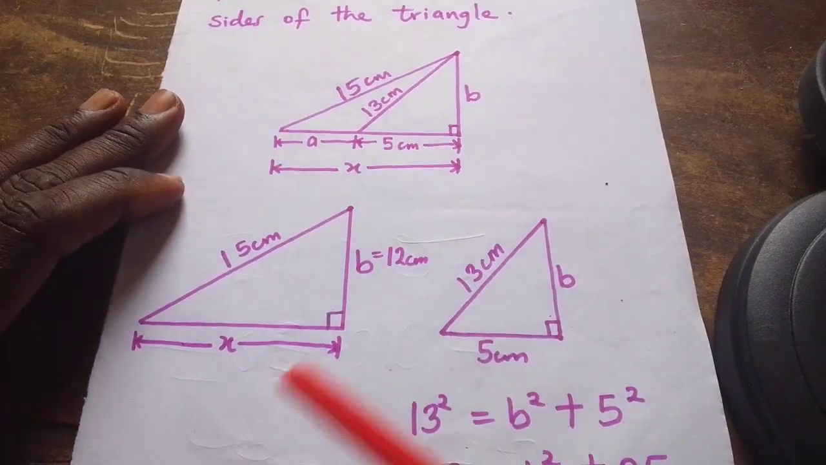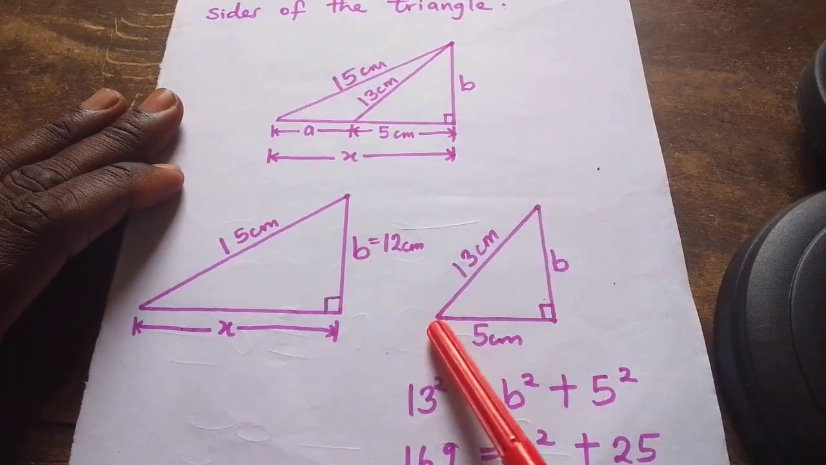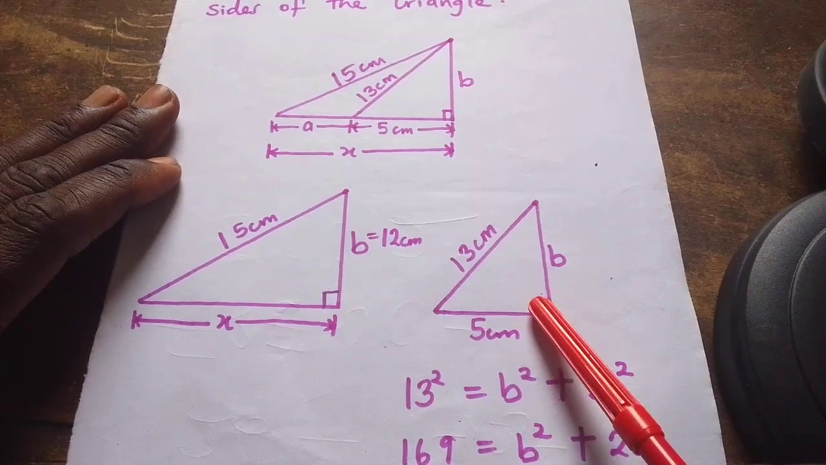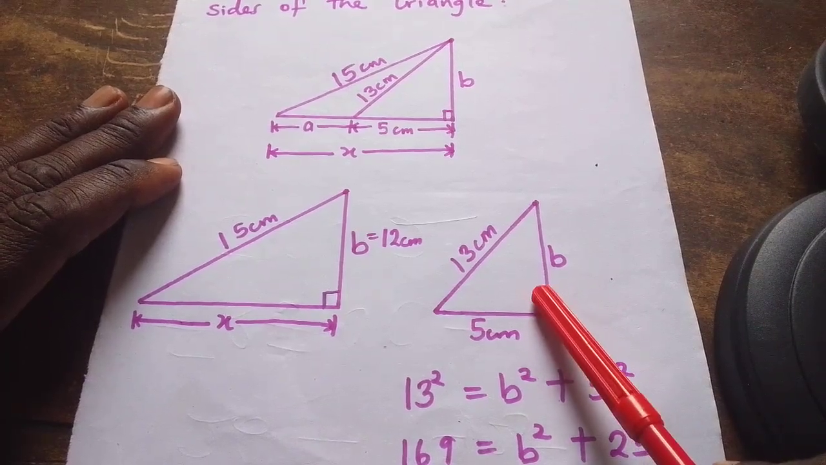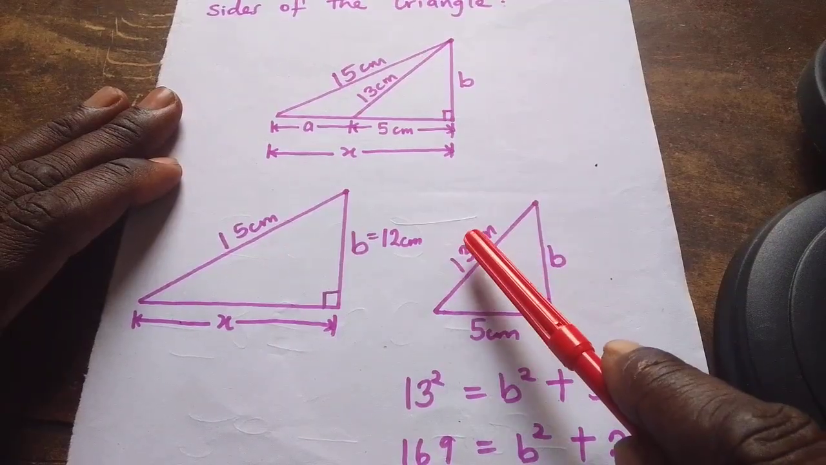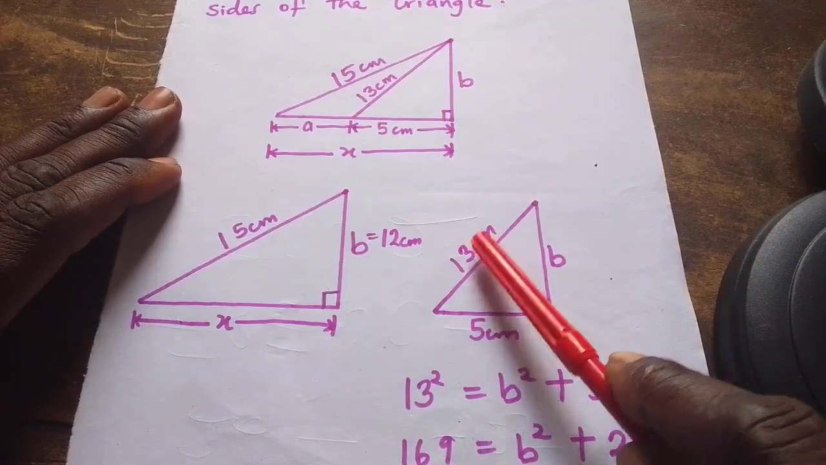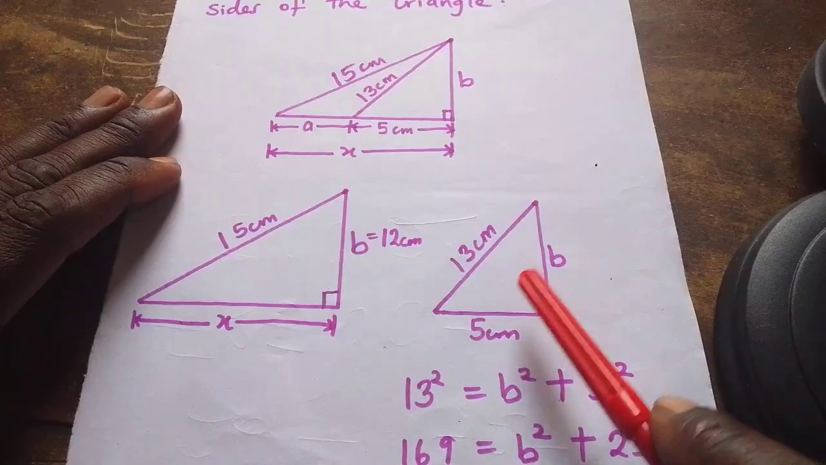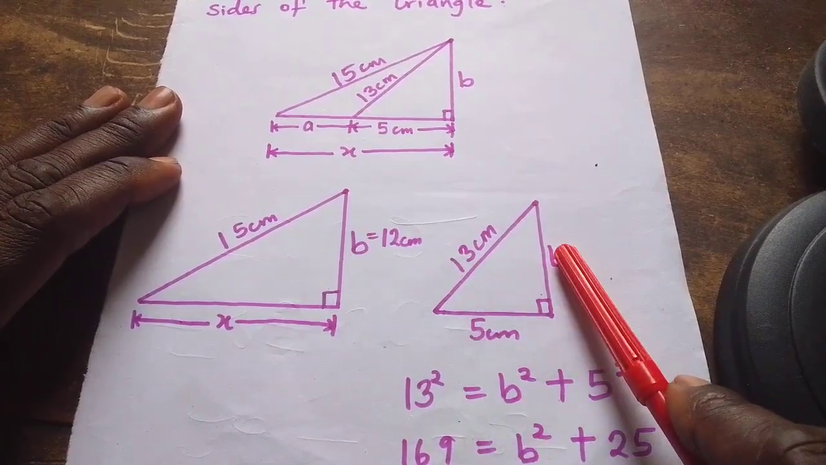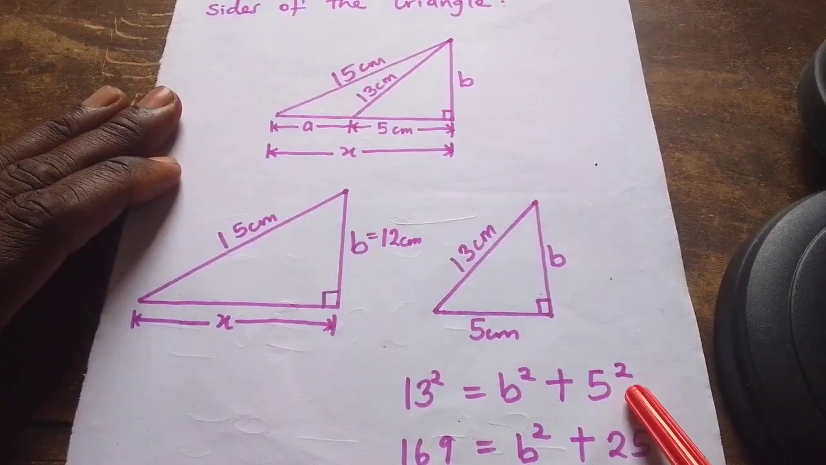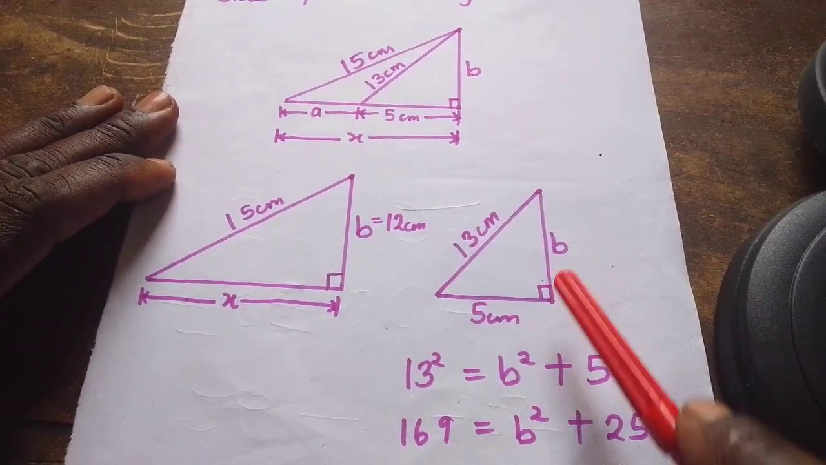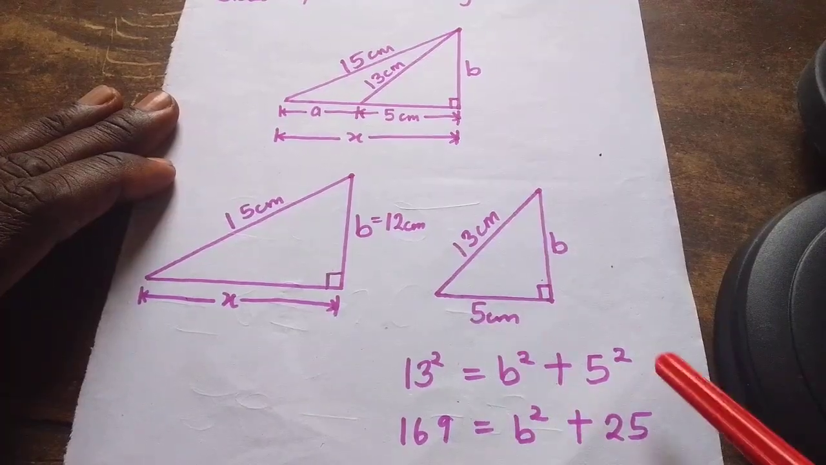So now if we are considering this right angle triangle, you realize that this is 90 degrees. The side facing 90 degrees is the hypotenuse. This 13 will be the hypotenuse. So the hypotenuse square should be equal to the addition of the squares of the other two sides. So this 13 square will be equal to b square plus 5 square. So 13 square is what? 169 is equal to b square plus 5 square, which is 25.